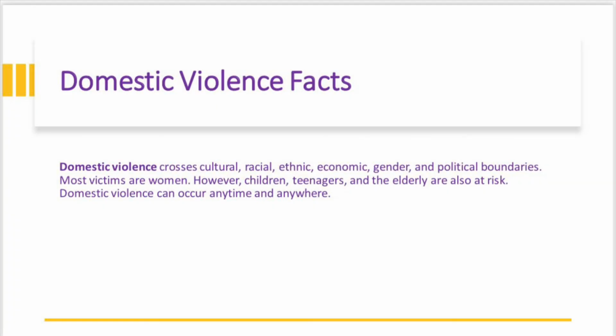As we are hearing these excuses, try not to judge the victim and consider all the reasons why a victim might not leave or report a situation. For instance, the victim may fear the unknown. What will happen to me and how will this affect my children? What will my life be like? Victims of domestic violence may also be dealing with cultural, family, and social pressures. Domestic violence crosses cultural, racial, ethnic, economic, gender, and political boundaries. Domestic violence can occur anytime and anywhere.